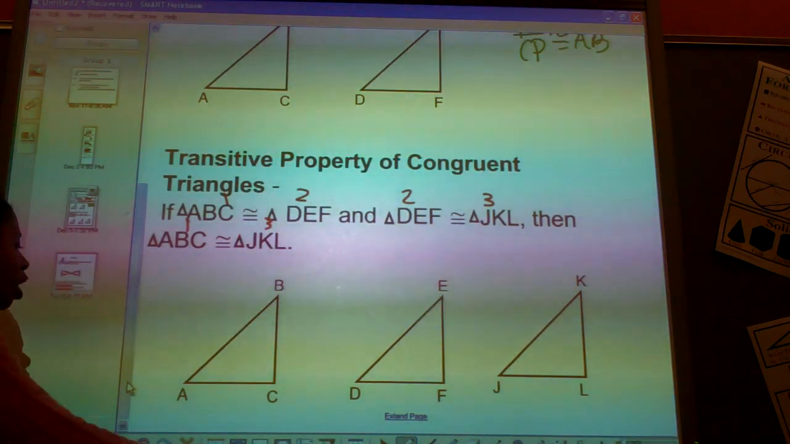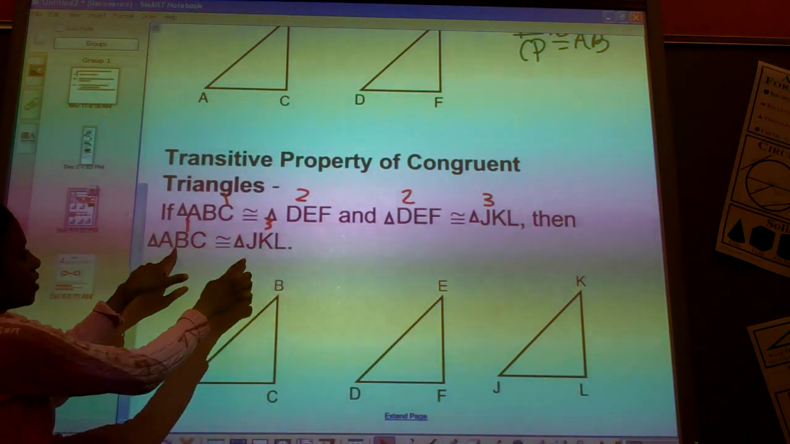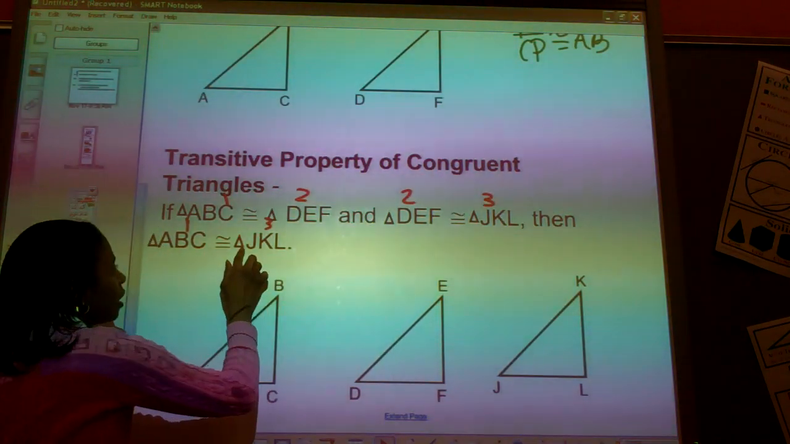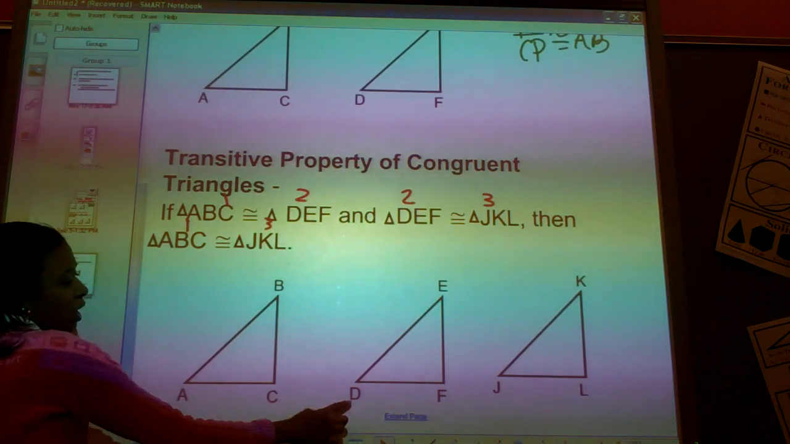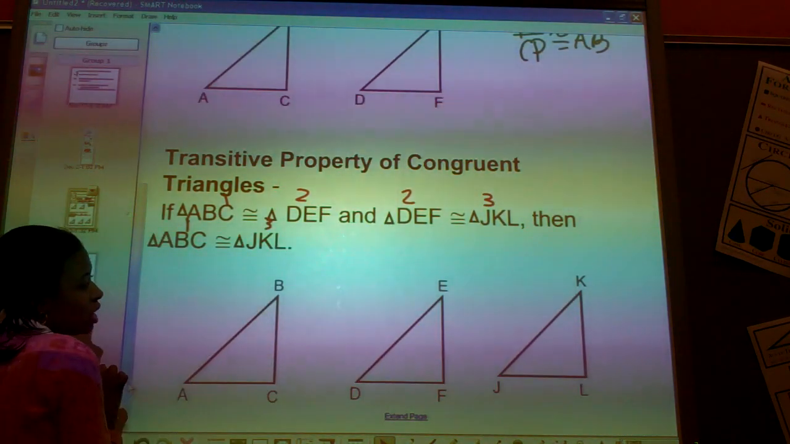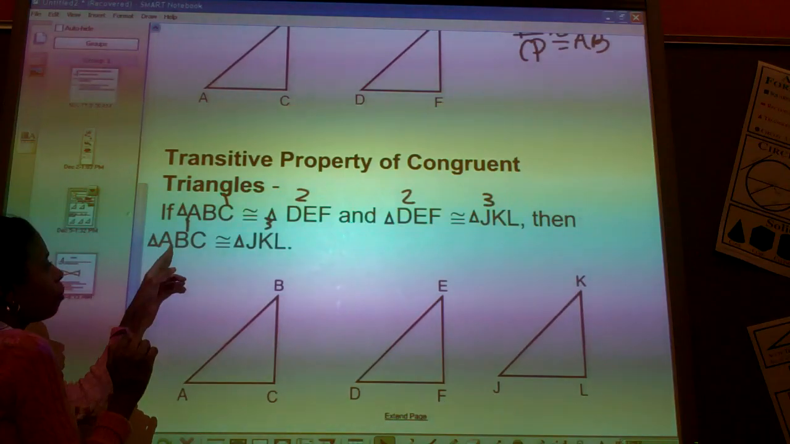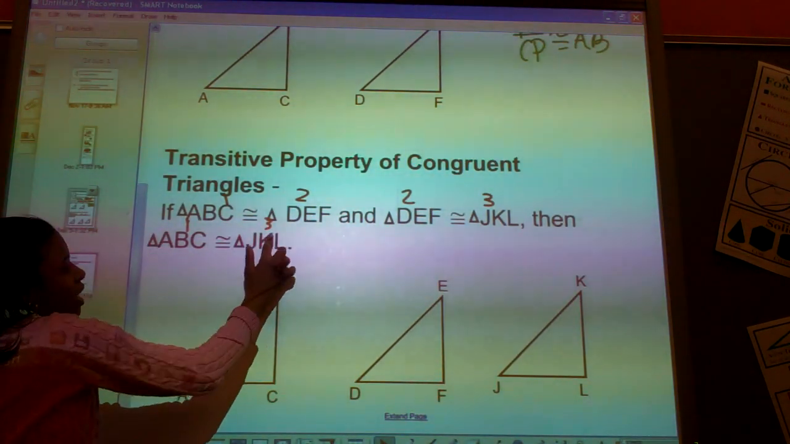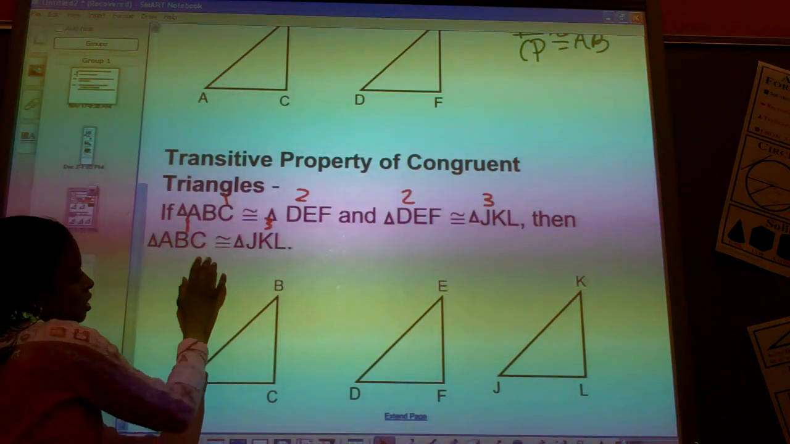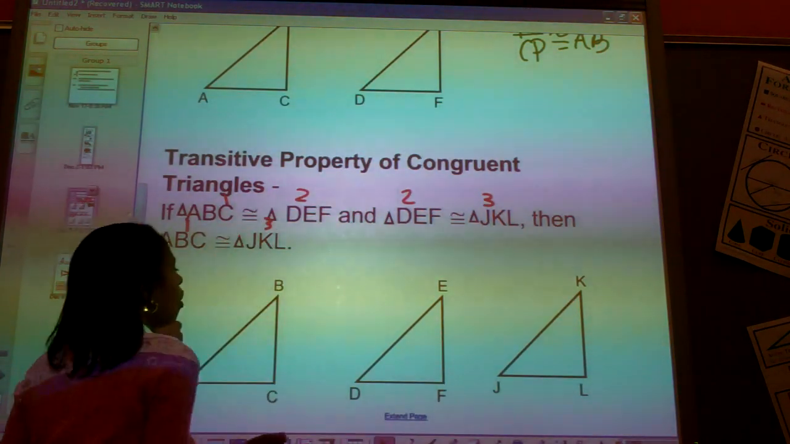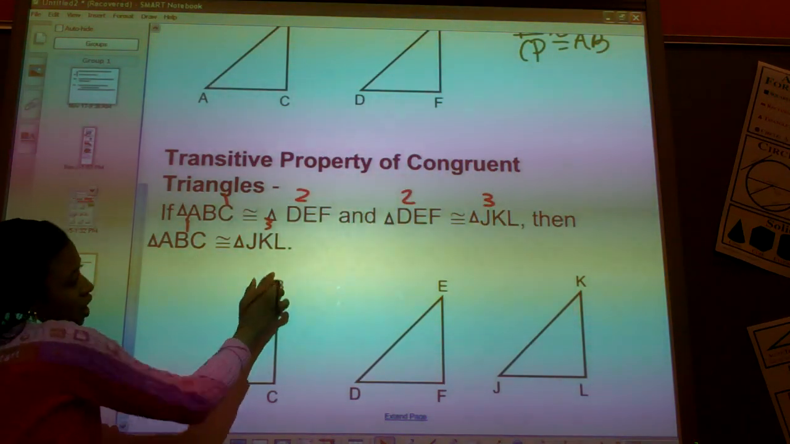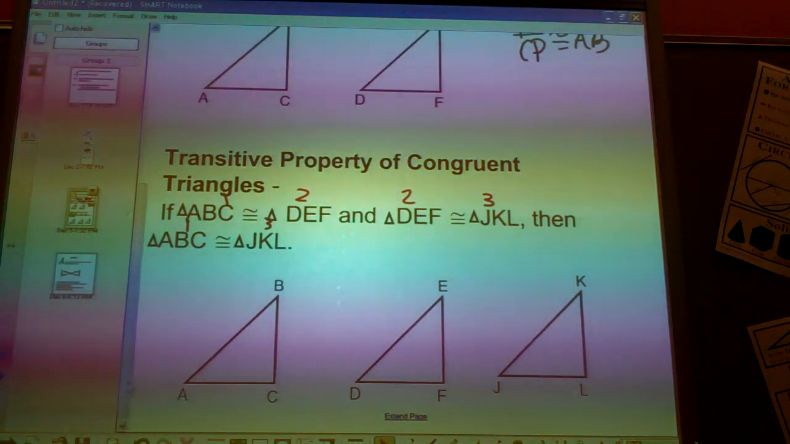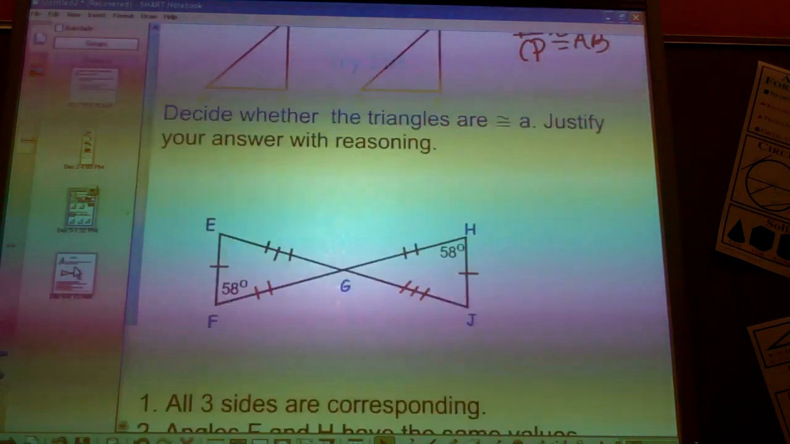Again, we always put vertices in the same spot that correspond to one another. A corresponds to J, so they're both in the first position, just like it's congruent to D in that first position. Angle B corresponds to E and K, so those will be in the second position as well. And finally, C corresponds to F and L, so we see L in the third position, and on triangle DEF, we see F in the third position.